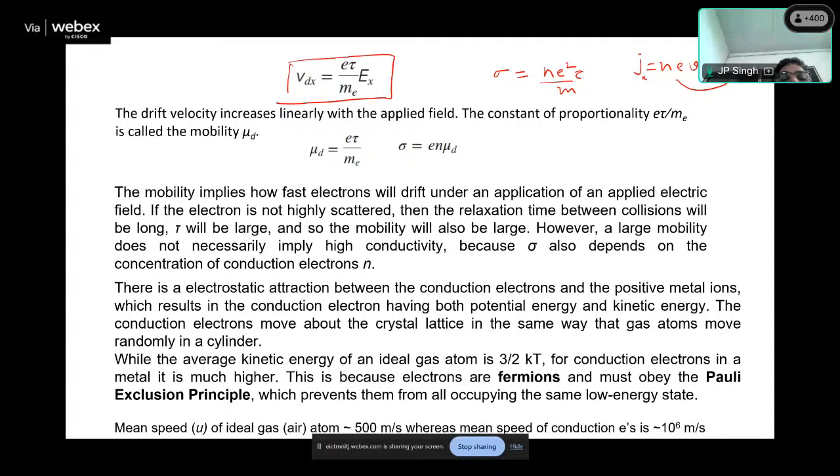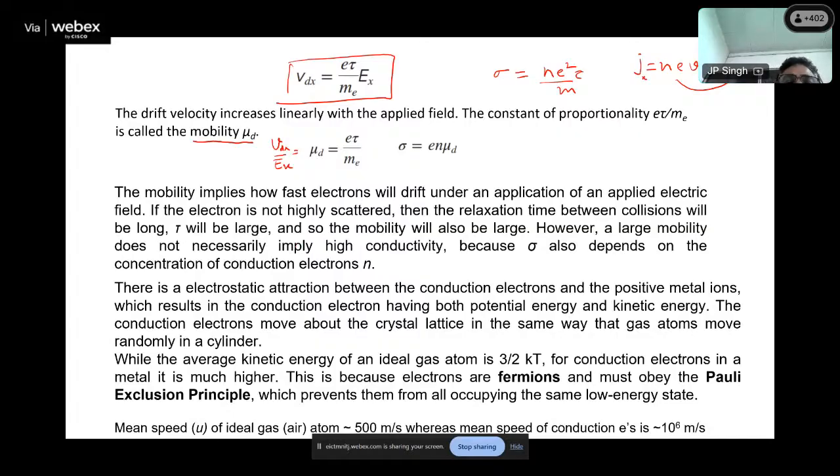Now there is another very important quantity, and that is the mobility. How do we define the mobility? Mobility is simply the drift velocity divided by the electric field in that direction. That gives us the mobility. So mobility comes out to be e tau by m, which is also a very important number. What does the mobility tell us? It tells us how fast electrons are drifting when you apply the electric field.